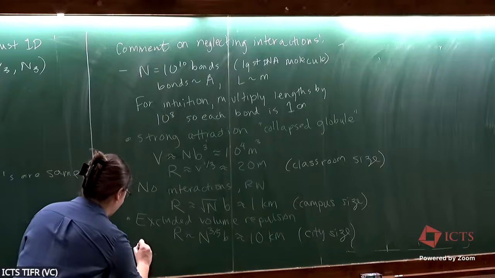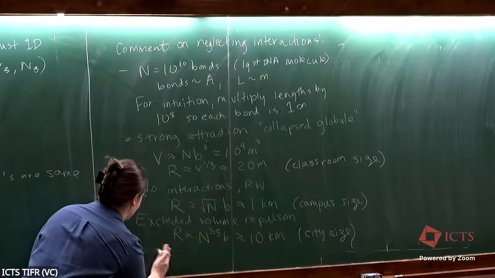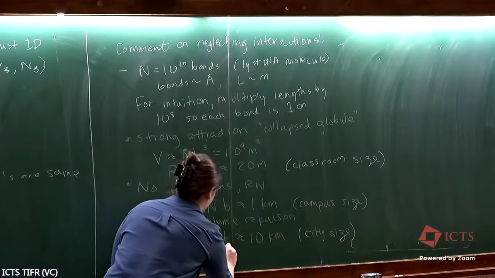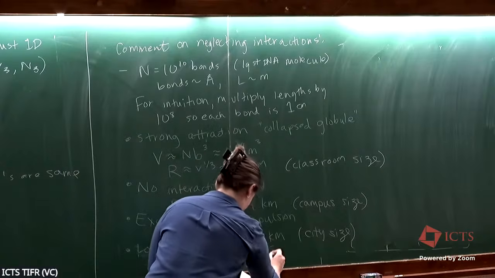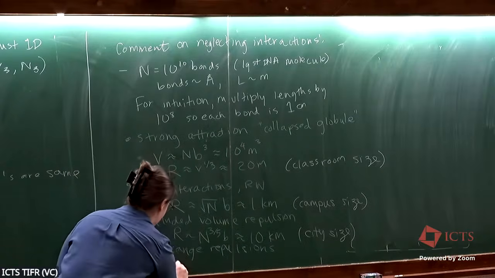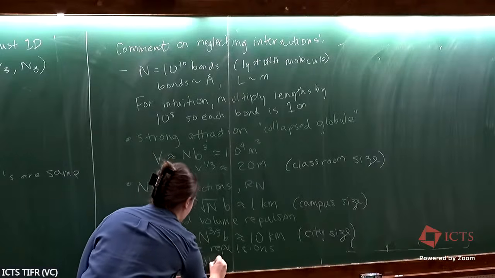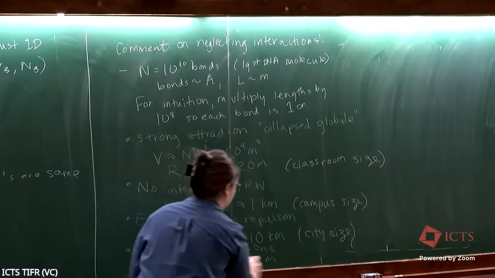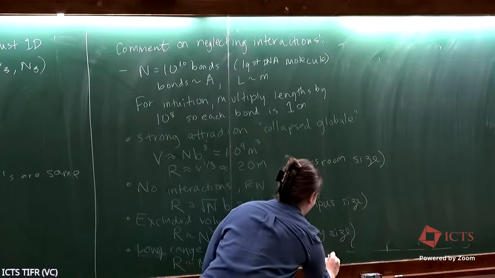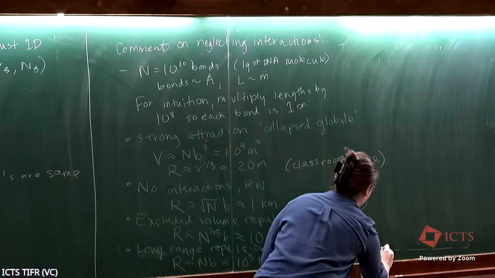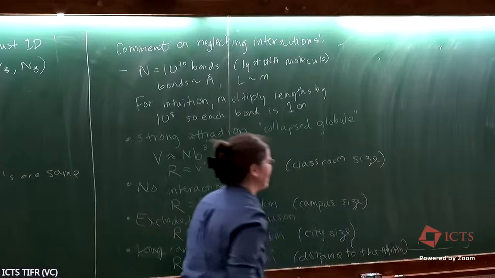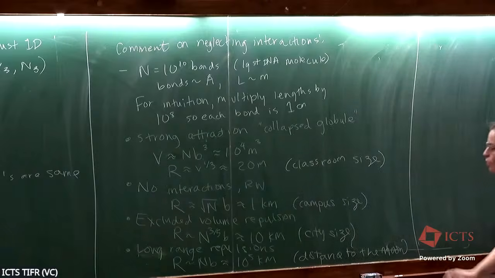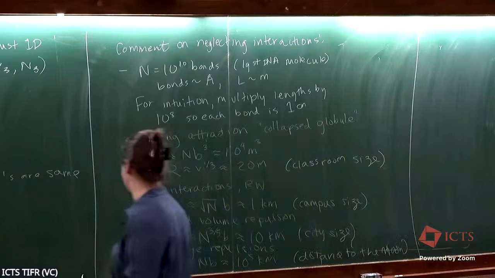And then, of course, we can consider polymers with long-range repulsions. Maybe these are electrostatic. And in this case, we expect R to scale as the contour length, which would be 10 to the 5 kilometers, which would be the distance to the moon. I like this example because I think it emphasizes how weird polymers are and how we can really have this quite strong variance in size.